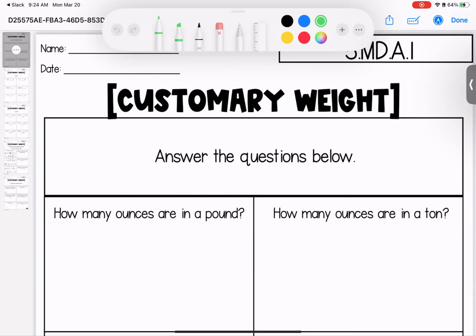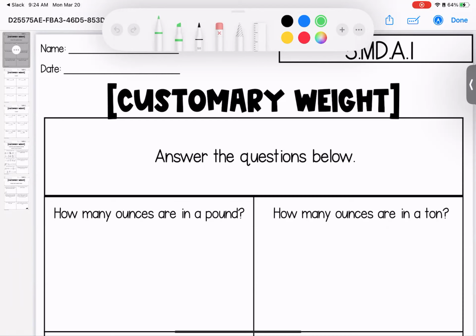Hey kiddos, welcome to this week's homework where we're looking at customary weight. Remember the difference between customary and metric: customary is what we use in the US and metric is what the majority of the world uses.